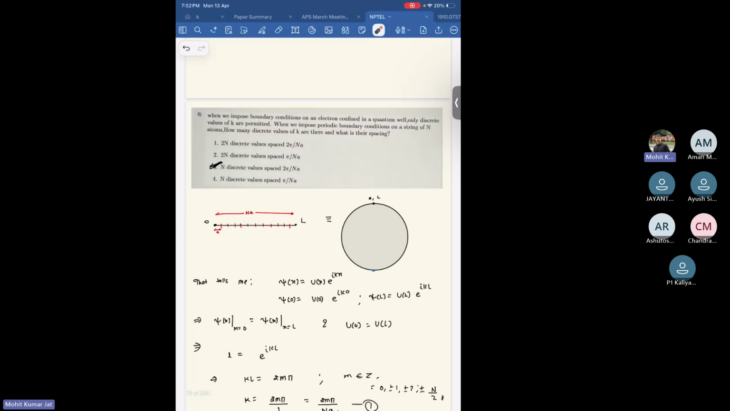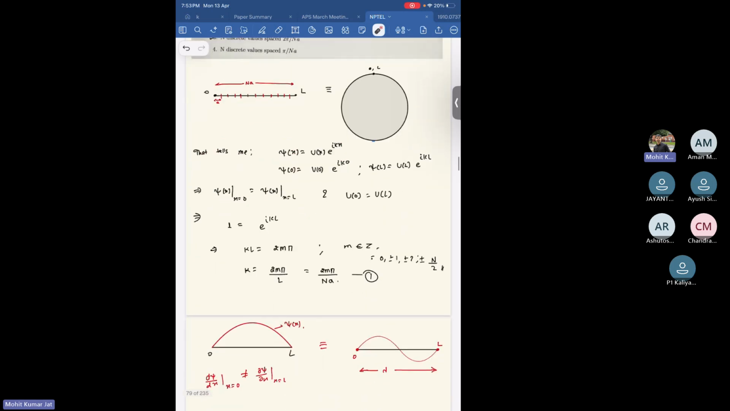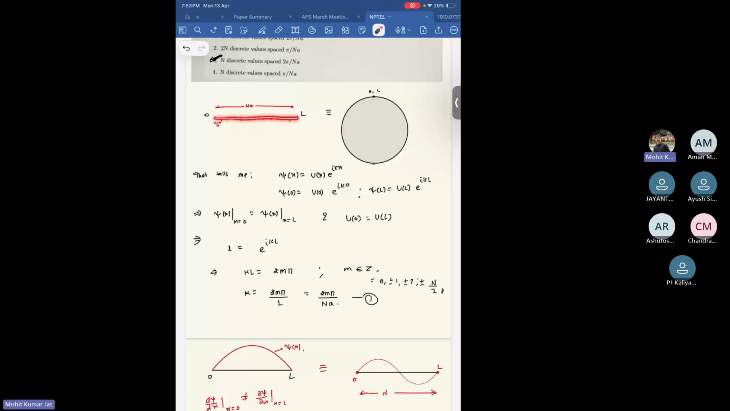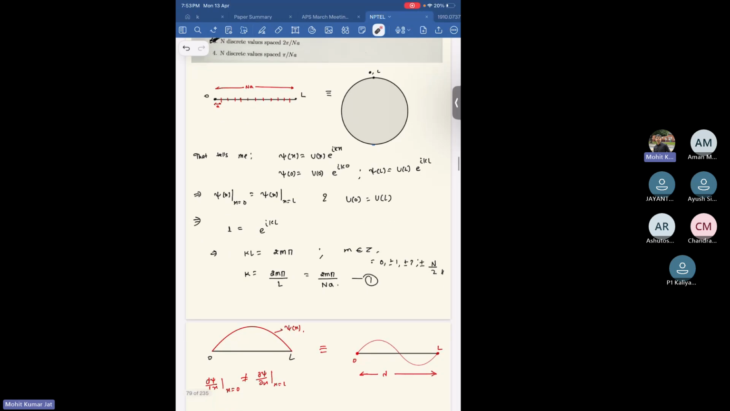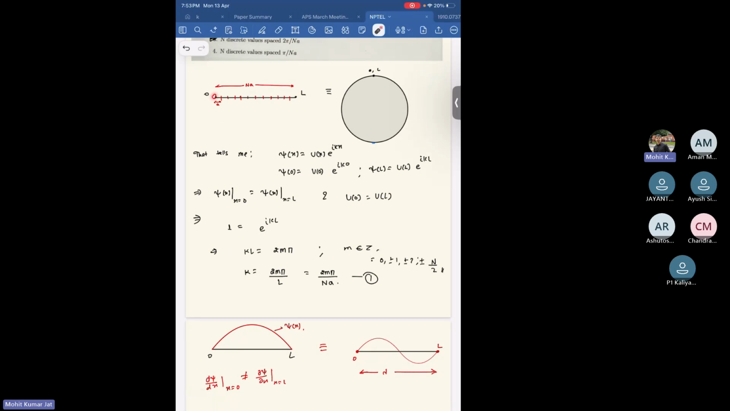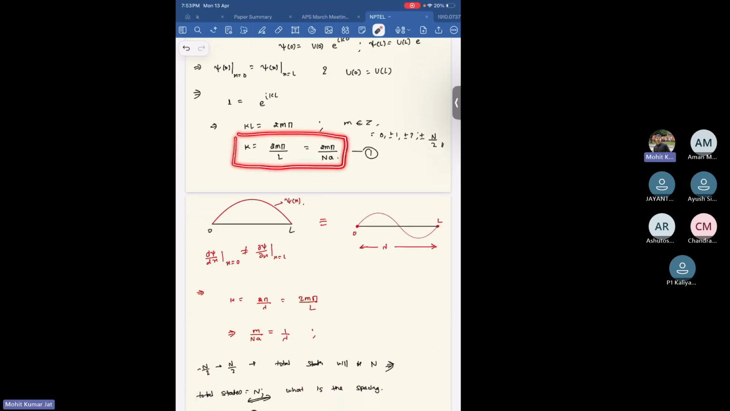When we impose a boundary condition on an electron confined in a quantum well, only discrete values of k are permitted. When we impose a periodic boundary condition on a string of n atoms, how many discrete values of k are there and what is the spacing? So you treat it like a length from 0 to n, the total will be na, and the spacing is a. Then you just use the Bloch theorem: whatever the wave function is here, the same wave function will be here, right? If you close a loop out of this string, the wave function at 0 should be the same as at L, because they are at the same point. And if you do so, you get k equals 2m pi by na.